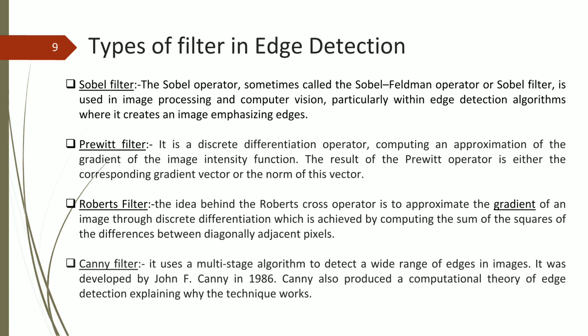Roberts filters. The idea behind the Roberts cross operator is to approximate the gradient of an image through discrete differentiation, which is achieved by computing the sum of squares of the differences between diagonally adjacent pixels. Canny filters. It uses a multi-stage algorithm to detect a wide range of edges in images. It was developed by John F. Canny in 1986. Canny also produced a computational theory of edge detection explaining why this technique works.